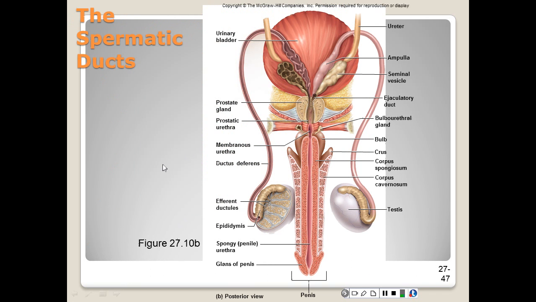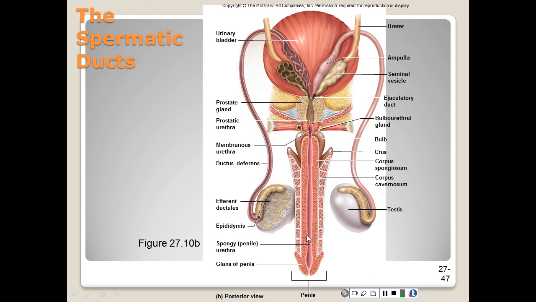Alright, so here are the 3 regions of the male urethra. You have the prostatic urethra, the membranous urethra, and then we have the spongy or the penile urethra. Now, the urethra cannot pass urine and semen simultaneously. It's either one or the other. Okay.